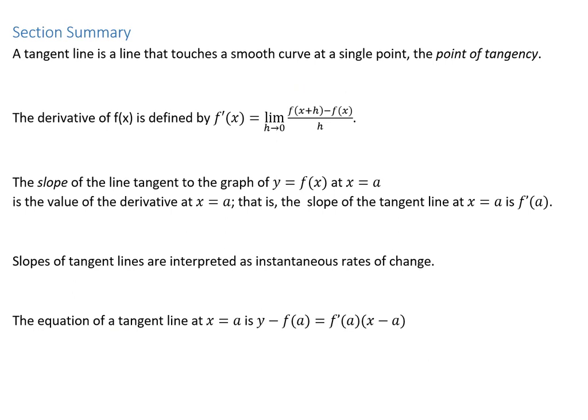And let's just summarize some of the things that we learned this section. The tangent line is a line that touches the curve at a single point, and that point is called the point of tangency. And so the secant line that we learned about last time crosses the curve in 2 points, but the tangent line touches at 1 point.